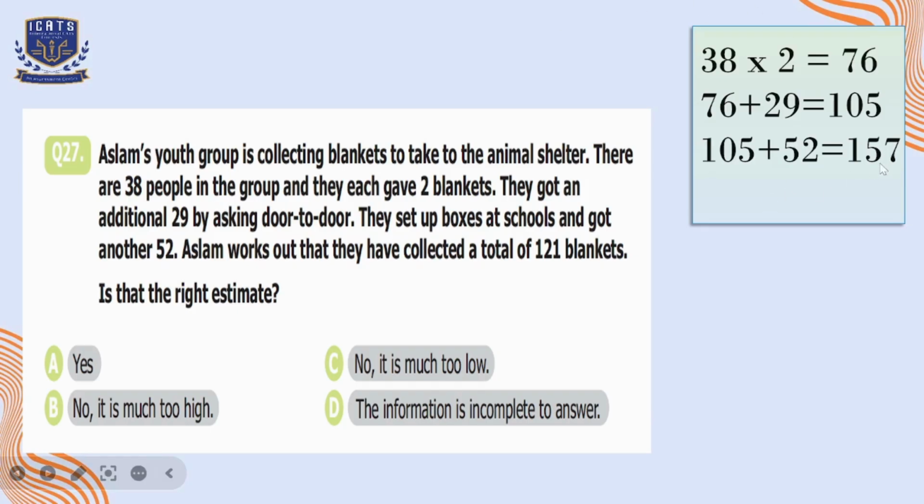So it means they have collected 157 blankets in total, but Aslam works out that they have collected total of 121 blankets. So their estimate is too low than the exact value. So here we should choose option C. No, it is much too low.